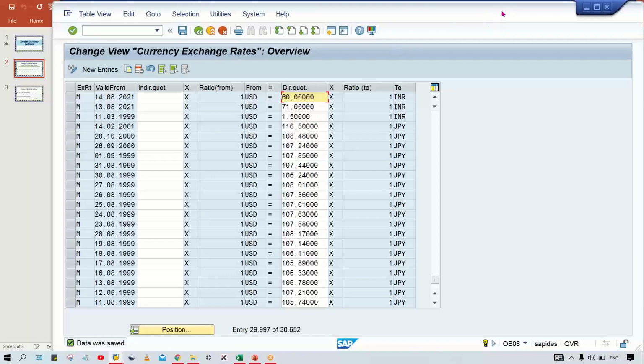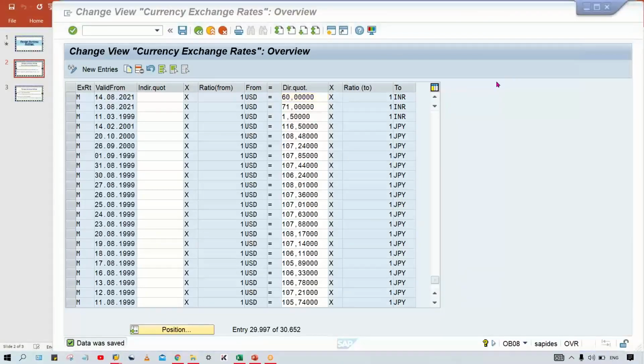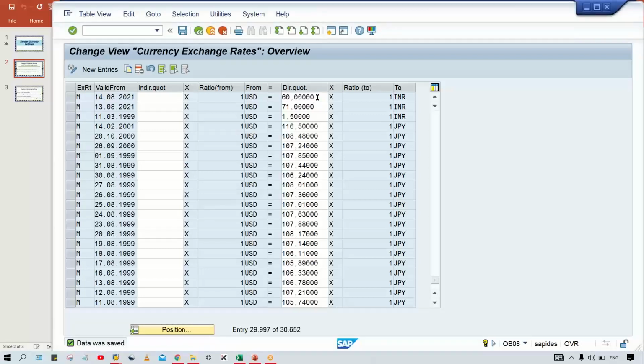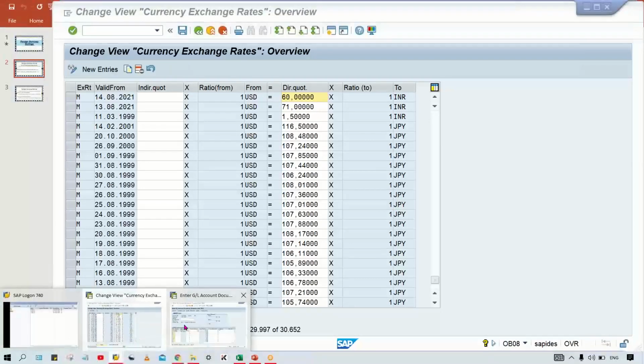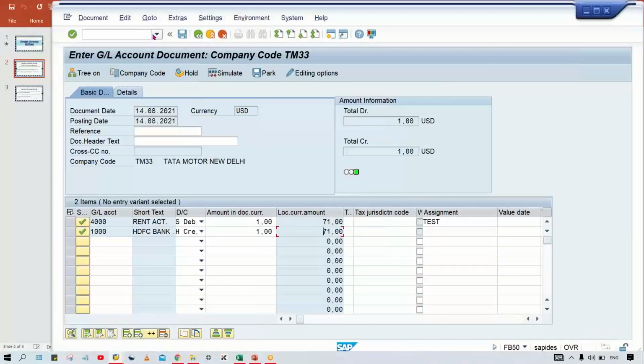Now 60, I have maintained, right? Just save it. So what is happening, guys? Always the latest rate is going to be picked up by system.